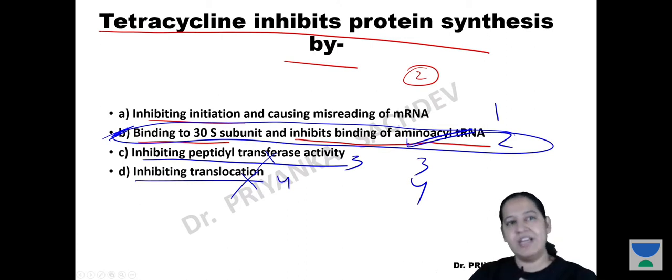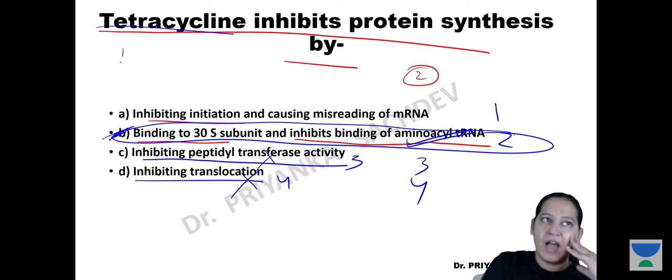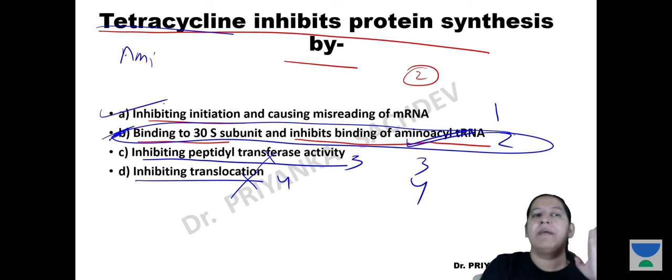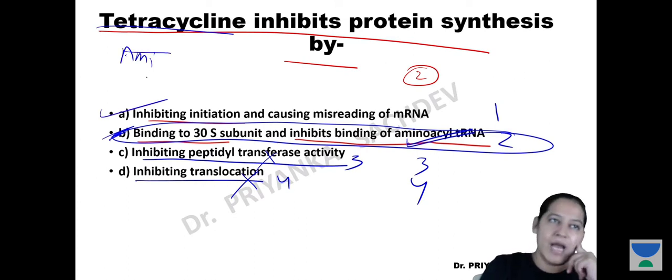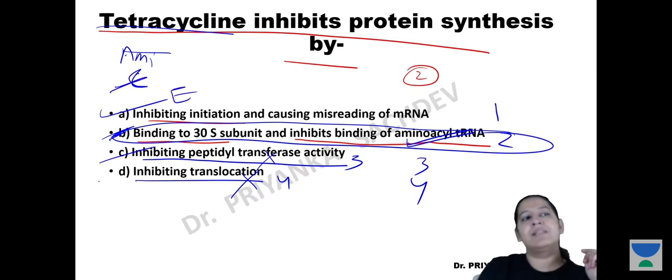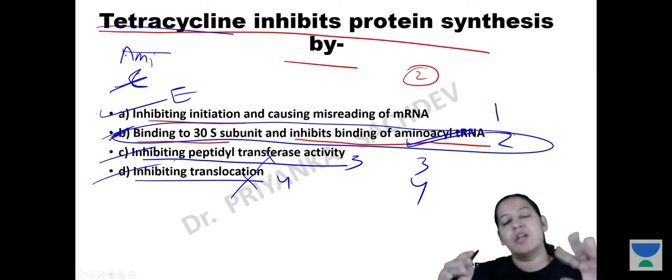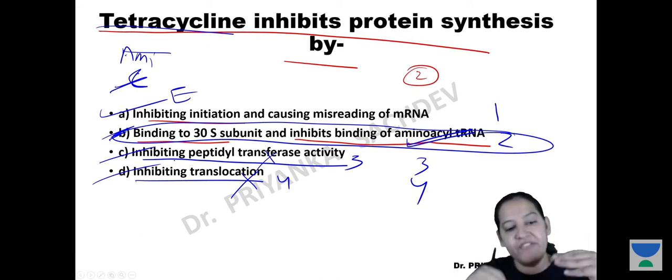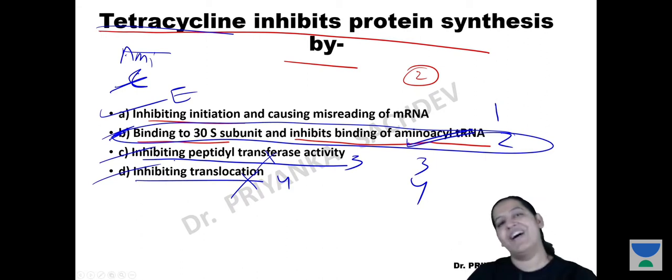Read them. If instead of tetracycline I ask about aminoglycoside, the answer will be A. If I ask about chloramphenicol, the answer will be C. If I ask about erythromycin, the answer will be D. So depending on the question, the answer will vary. Give me a thumbs up, everyone. So the correct answer here is B. You all are right.